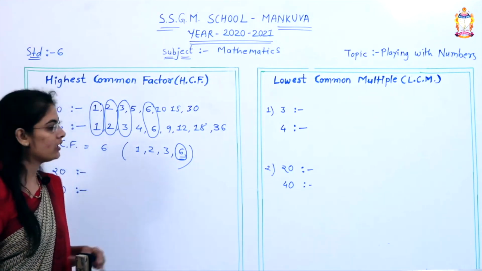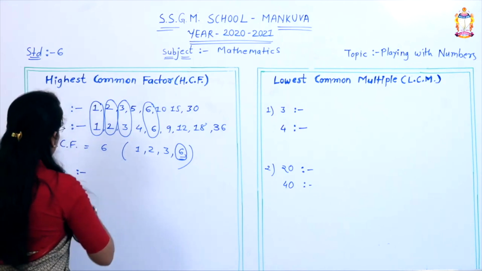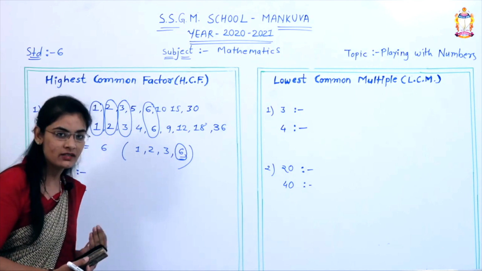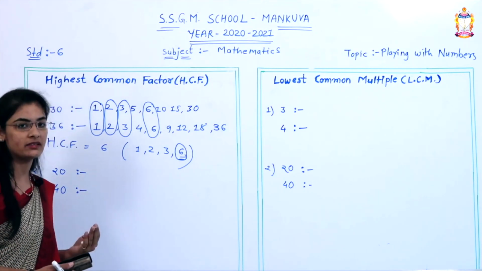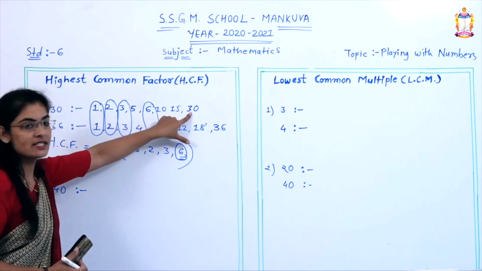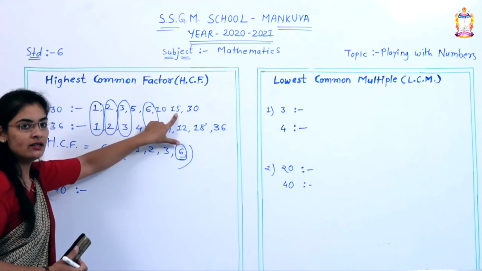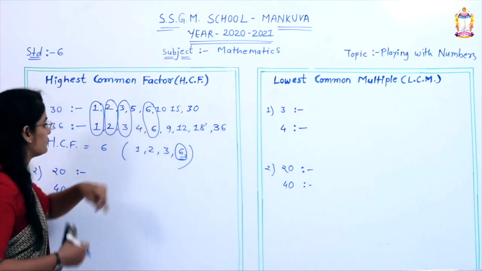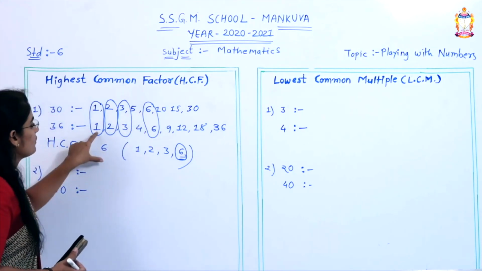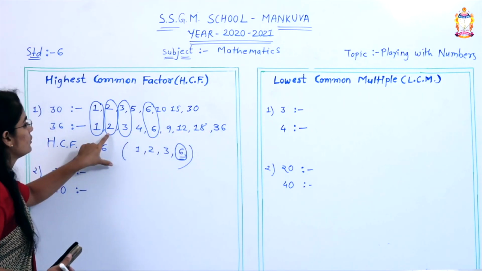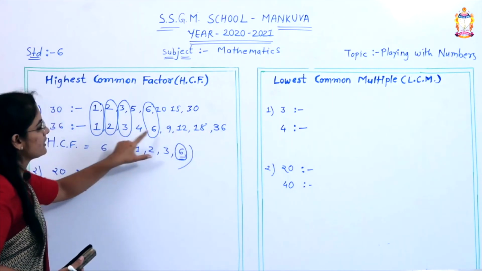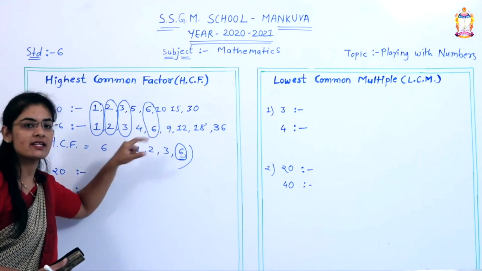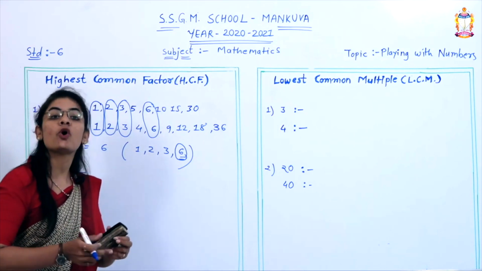अगेन हमको क्या करना है? जो गिवन नंबर है, जो 30 and 36 है, जो नंबर्स दिए हुए हैं उनके हमको फैक्टर्स फाइंड करने हैं. We have to find all the factors of given number. 1 30s are 30, 2 15s are 30, 3 10s are 30, 5 6s are 30. Go to the next number. 1 36s are 36, 2 18s are 36, 3 12s are 36, 4 9s are 36 and 6 6s are 36. Now we have to find common factors.